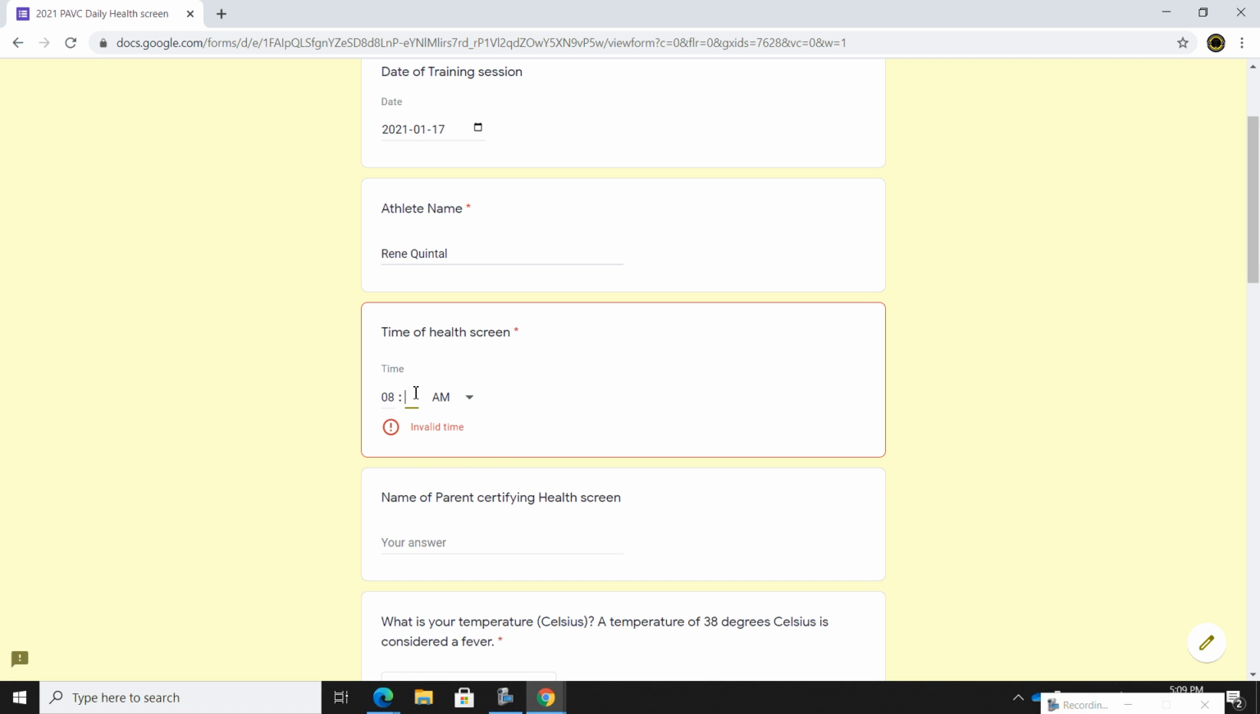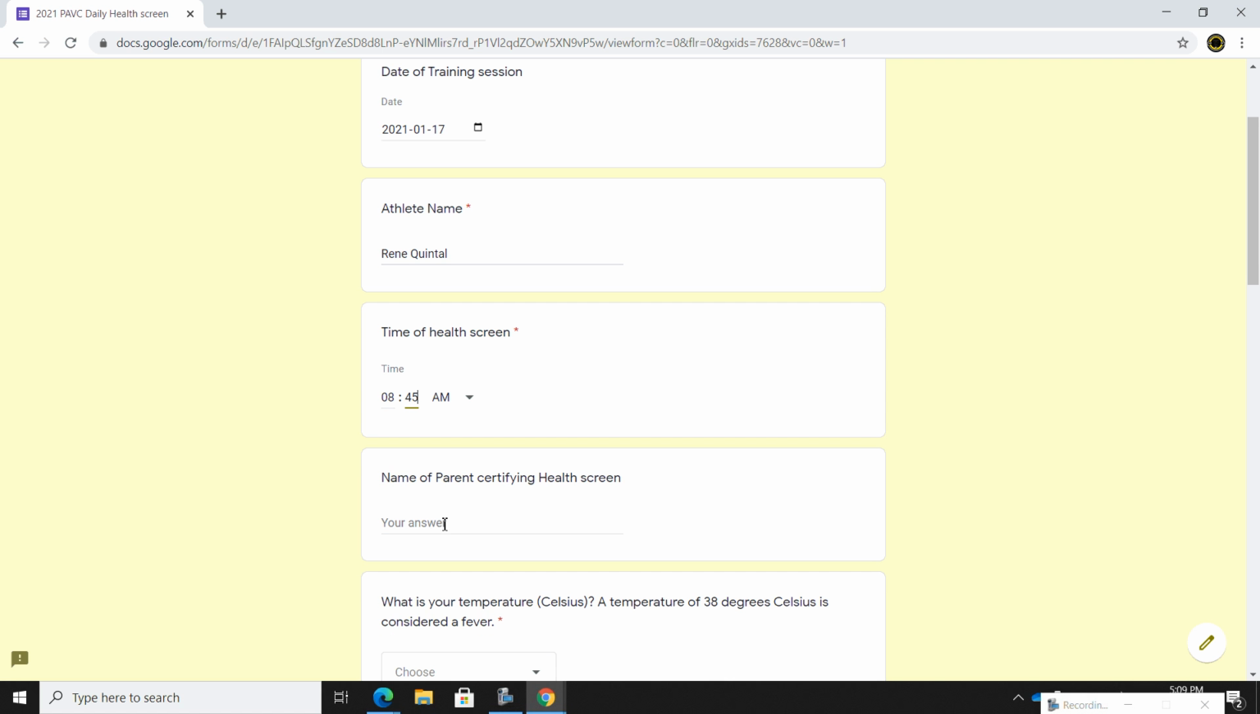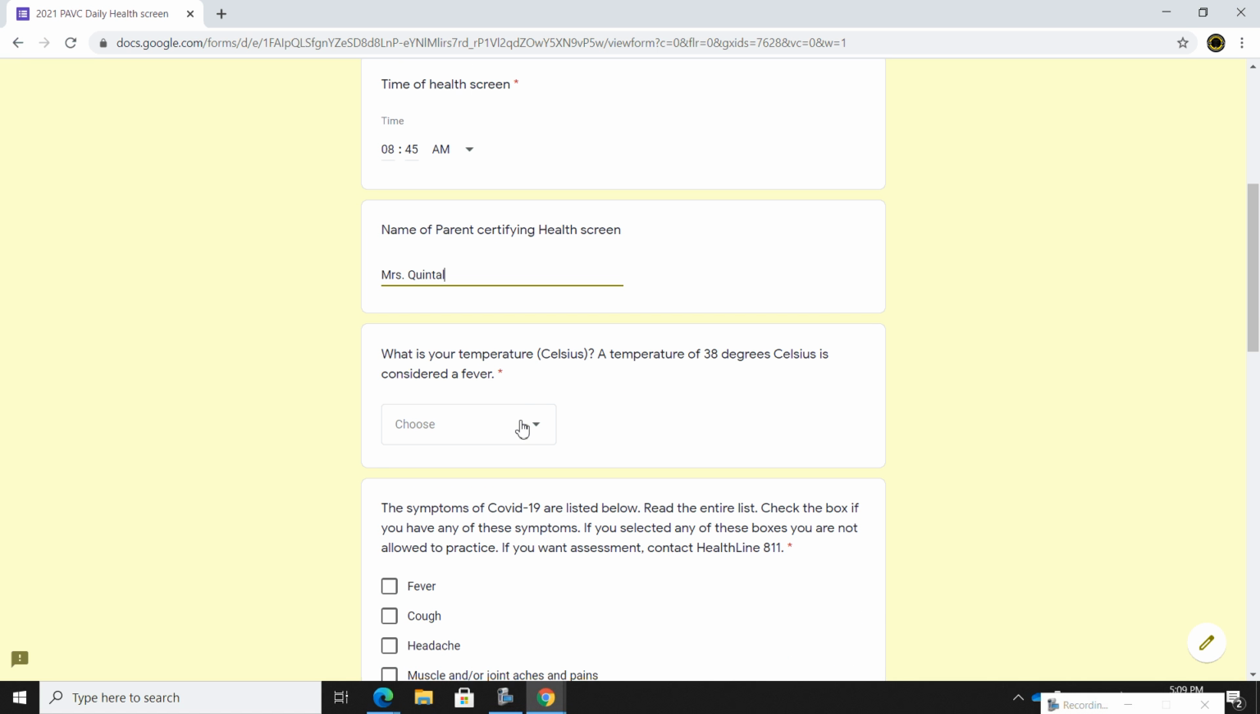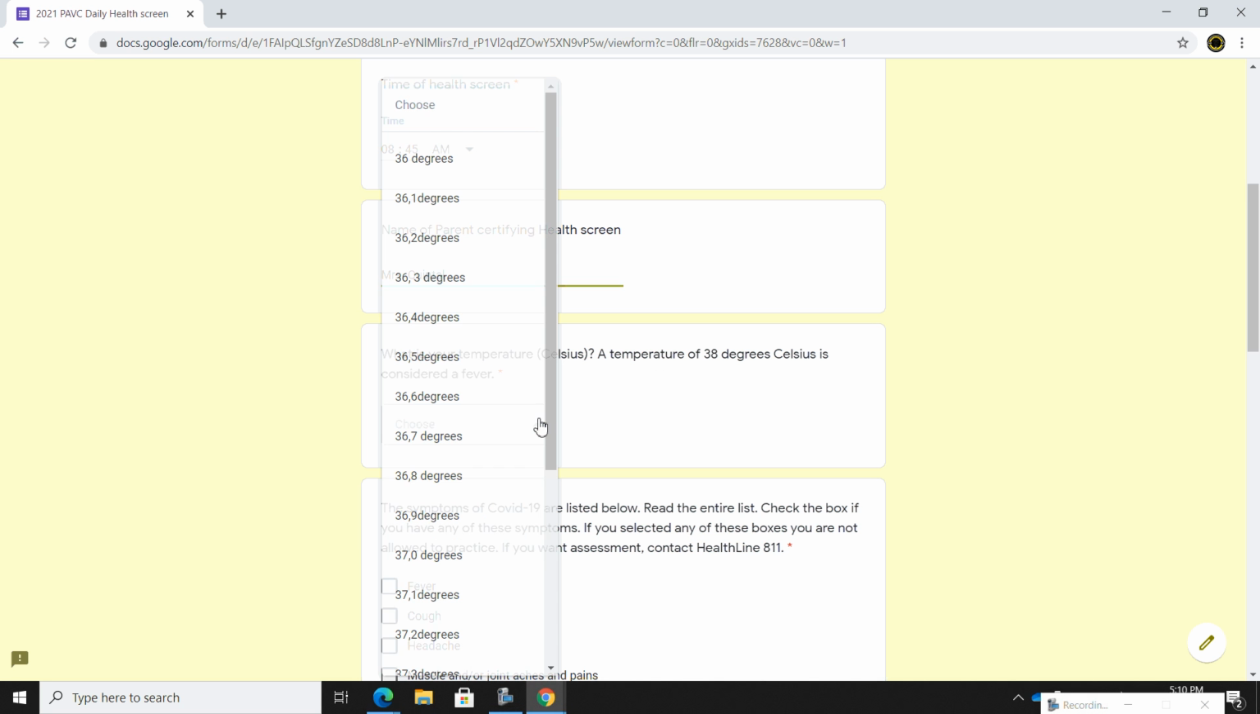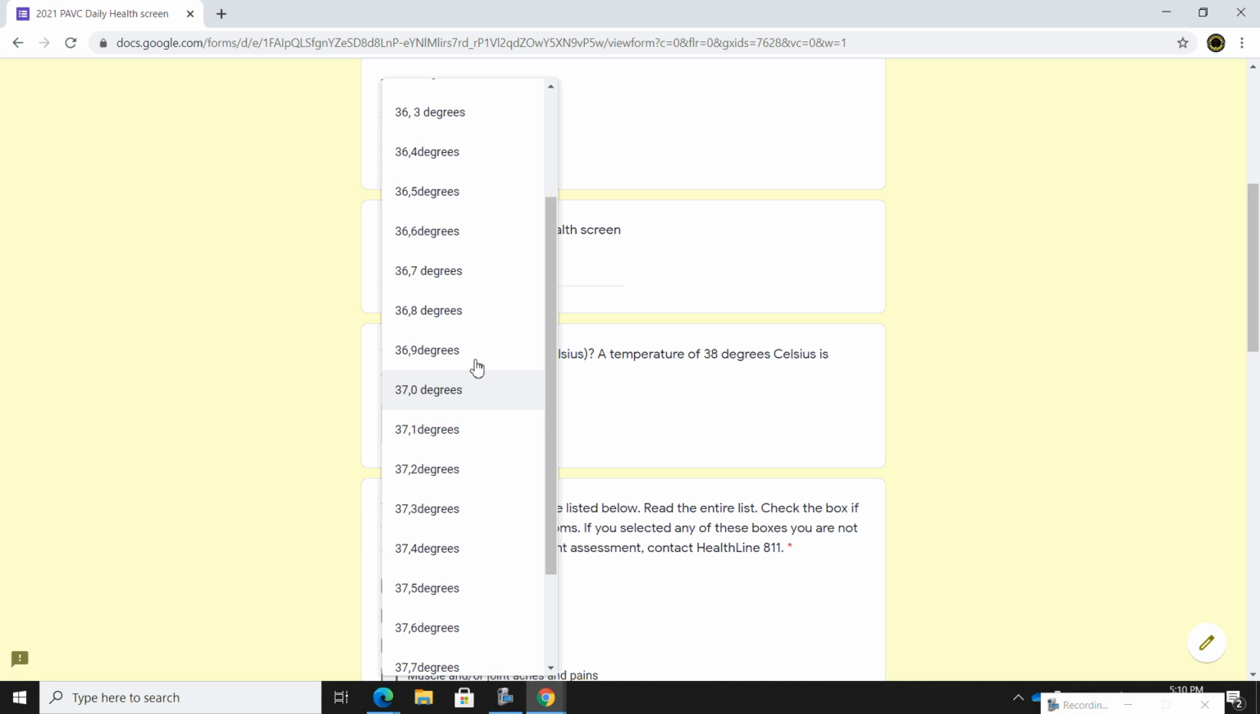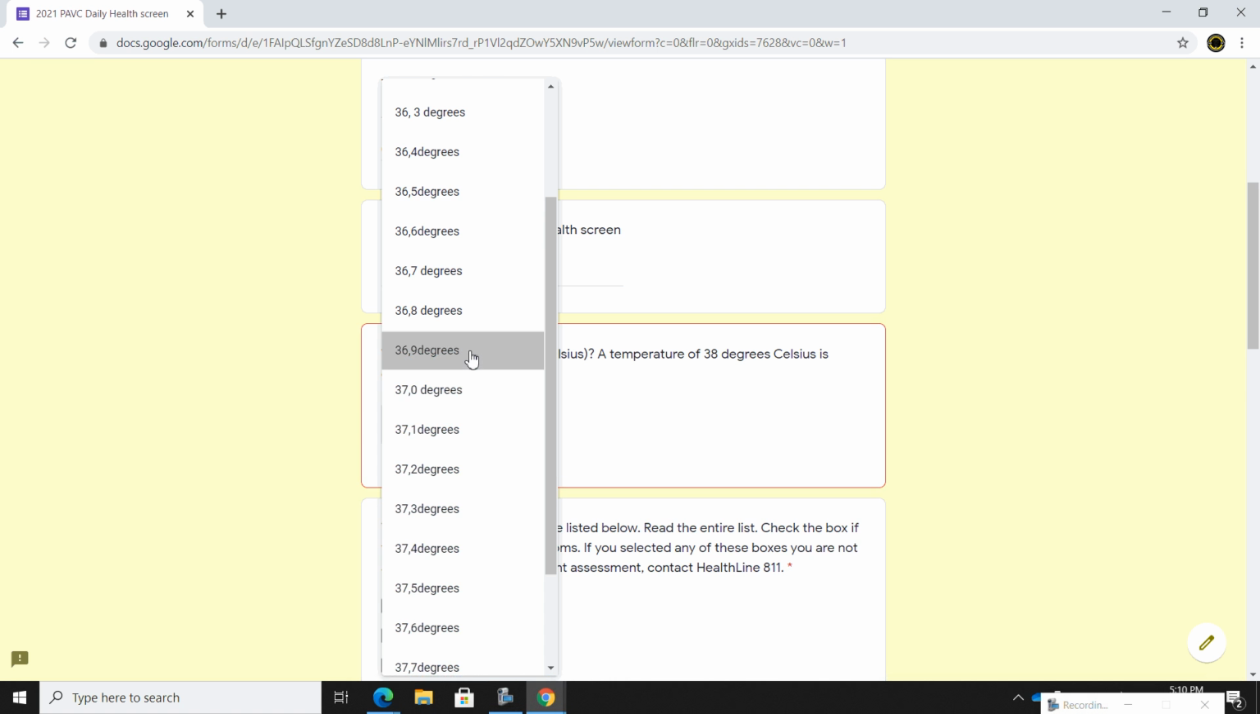All right. And then we'll say my wife does. So Mrs. Quintel will be taking my temperature. And then, what is your temperature in Celsius? A temperature of 38 degrees is considered a fever, and you would not be able to practice. So whatever your temperature is, let's say my temperature is 36.9. So I put that in there.